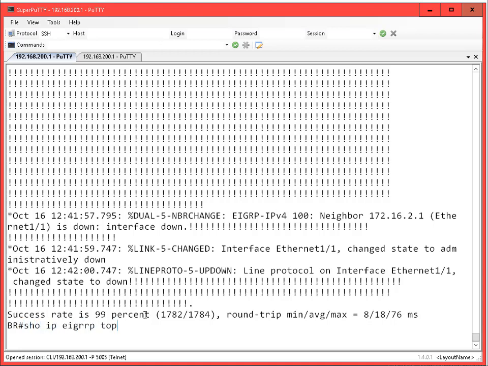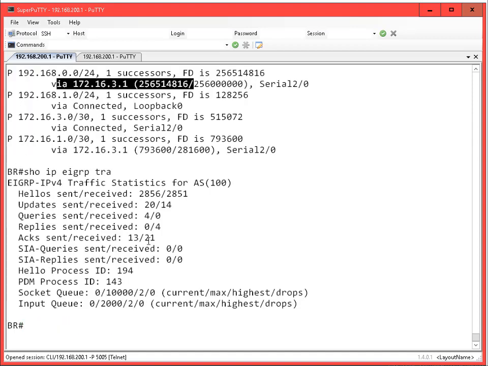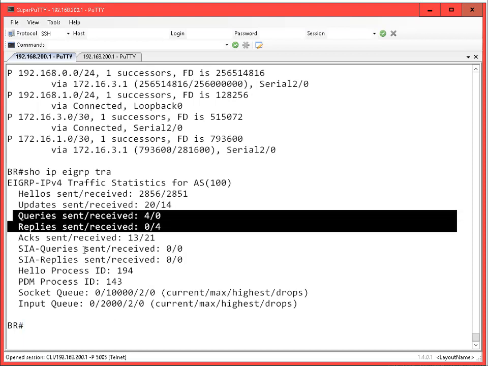Show IP EIGRP topology. And we can see now that we've actually inserted this route as a primary route. Show IP EIGRP traffic, and we can see that we generated another query, a fourth query, once the path went down.